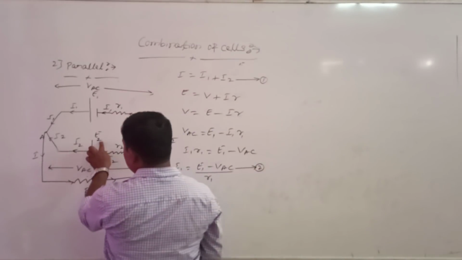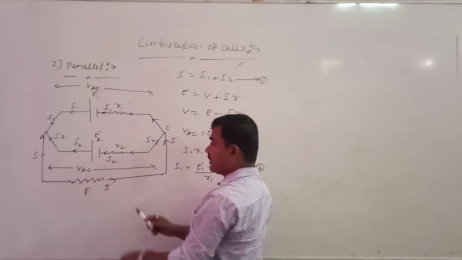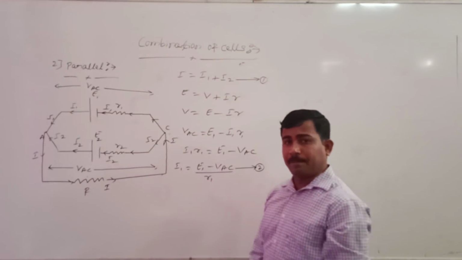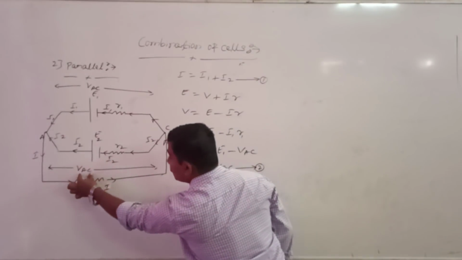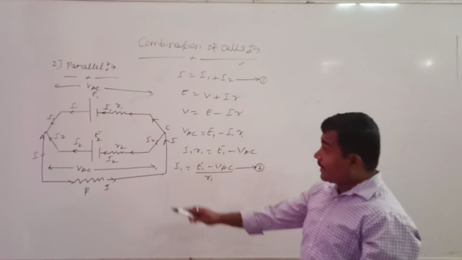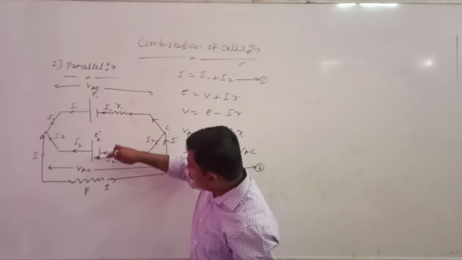Similarly, for cell E2 of internal resistance R2 and current I2, what is the potential difference? This is the potential difference. Across E1 and E2, the potential difference remains the same.